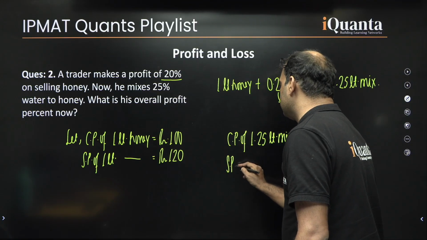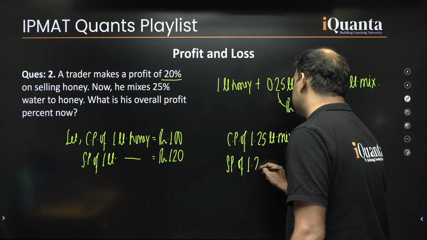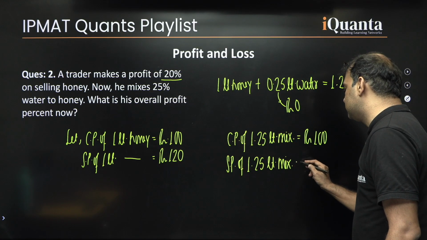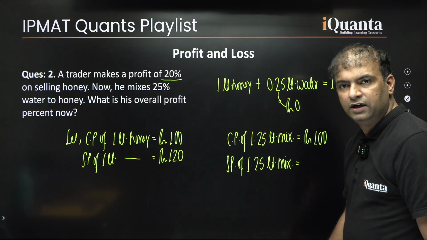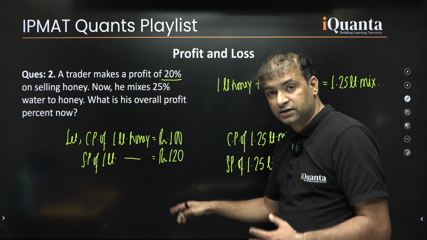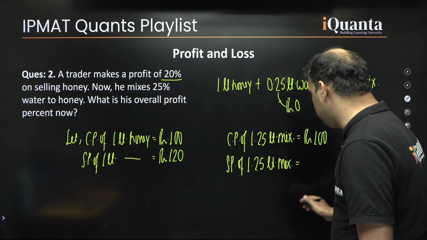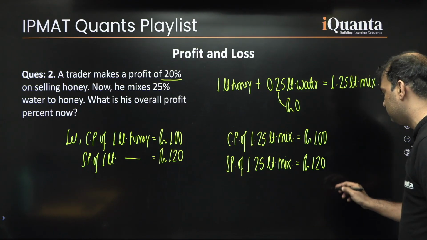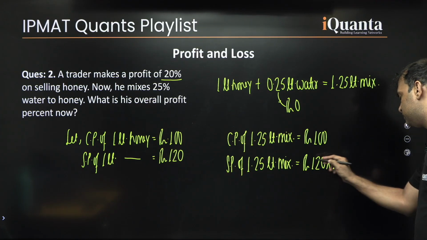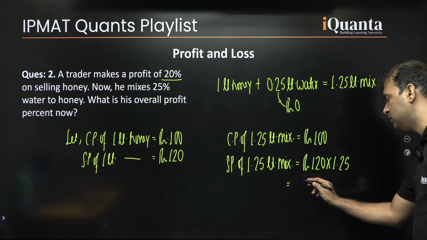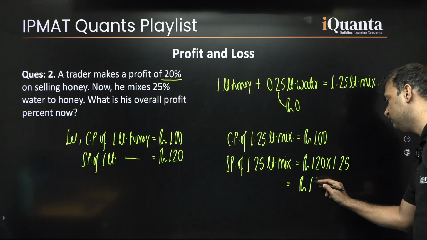Selling price, again, just like the last problem we had understood, the customer will think that he is getting pure honey. So what is the selling price of honey? The selling price of 1 liter of honey is 120. So what should be the selling price of 1.25 liters of honey or mixture? That must be 120 into 1.25. Once you multiply, how much should we get? We should get 150.